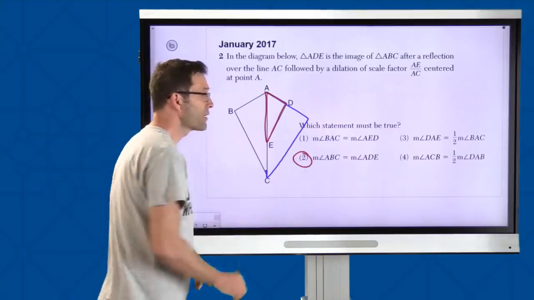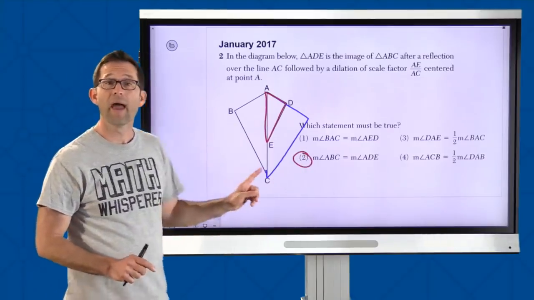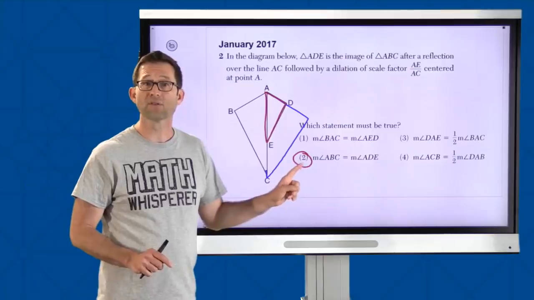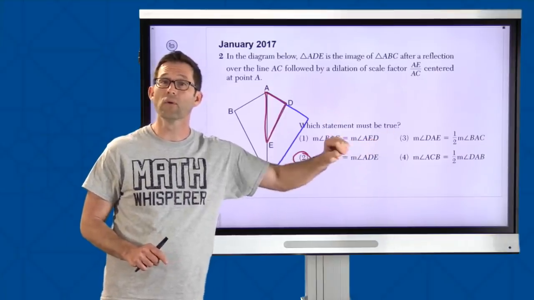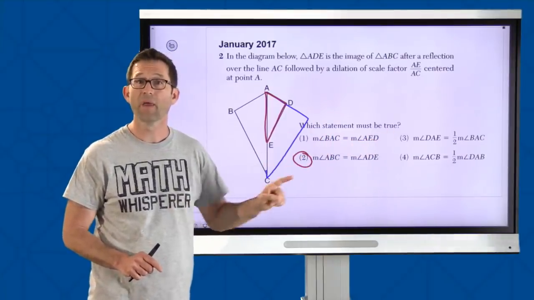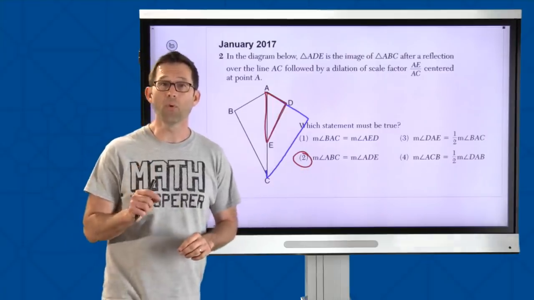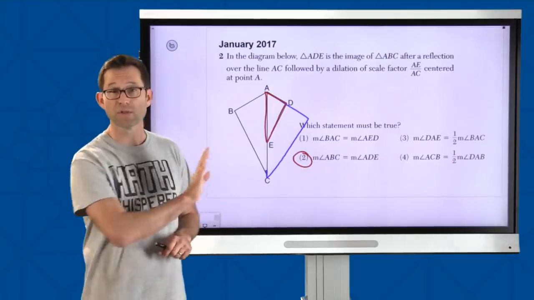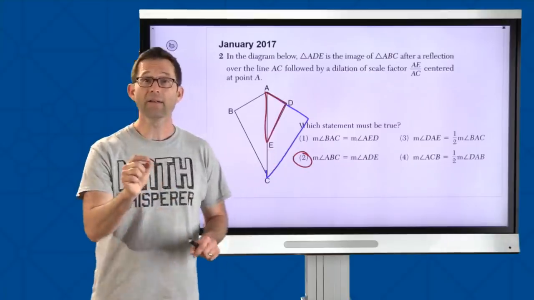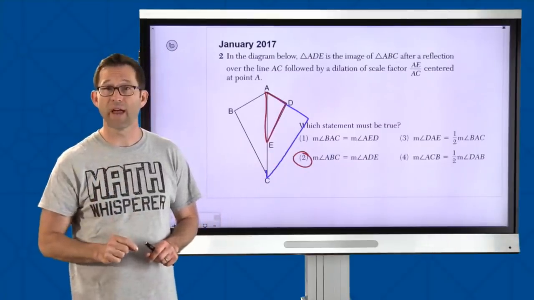I would like to talk about the other two. I can talk about why this is the right one while also talking about why those are the incorrect ones. This is the right one because both rigid body motions, the reflection, and dilations don't change the measure of angles.